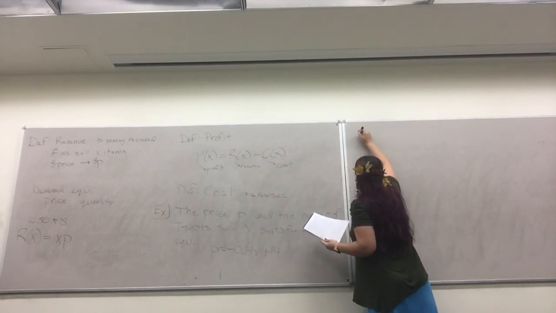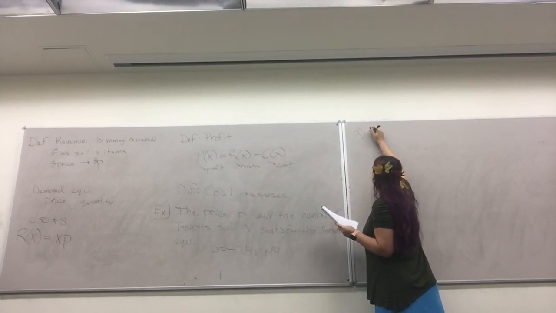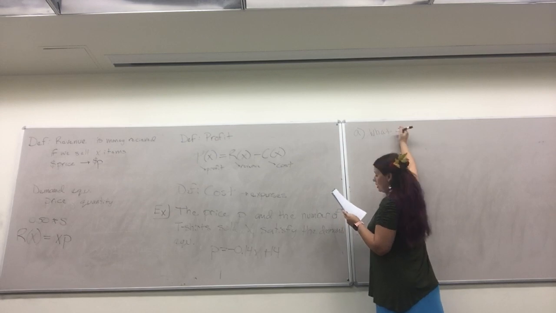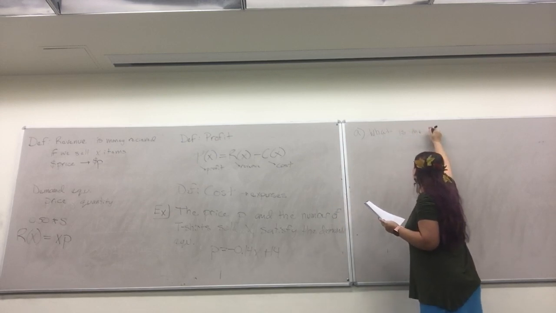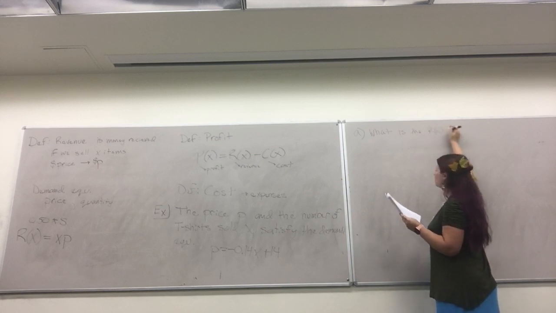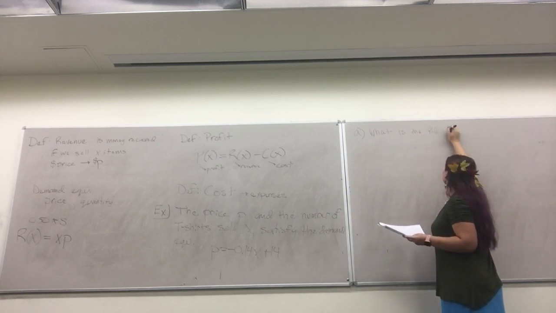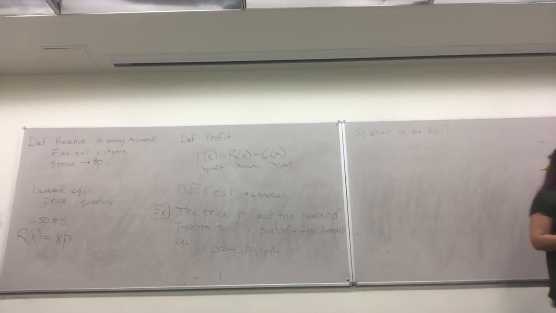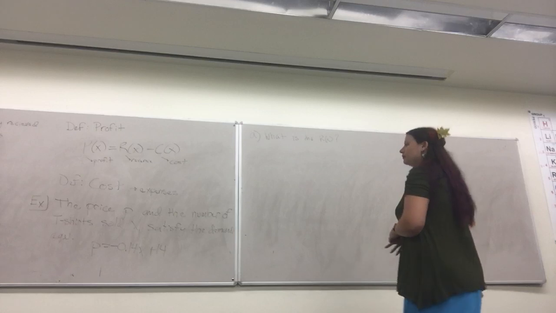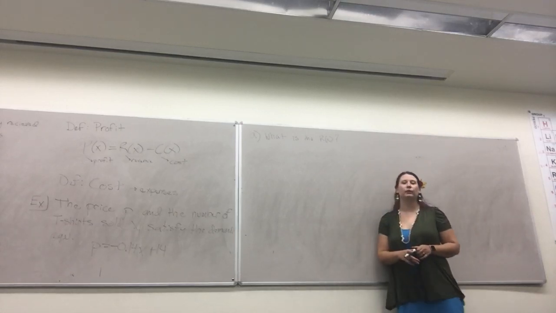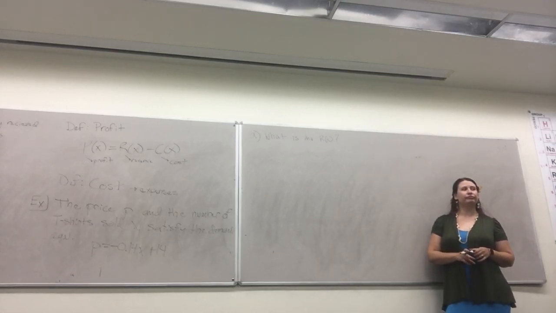So, first part of the question is, what is the revenue? So, R of X, basically. So what is the revenue equation? How do we get that? What do we do? Price and quantity?